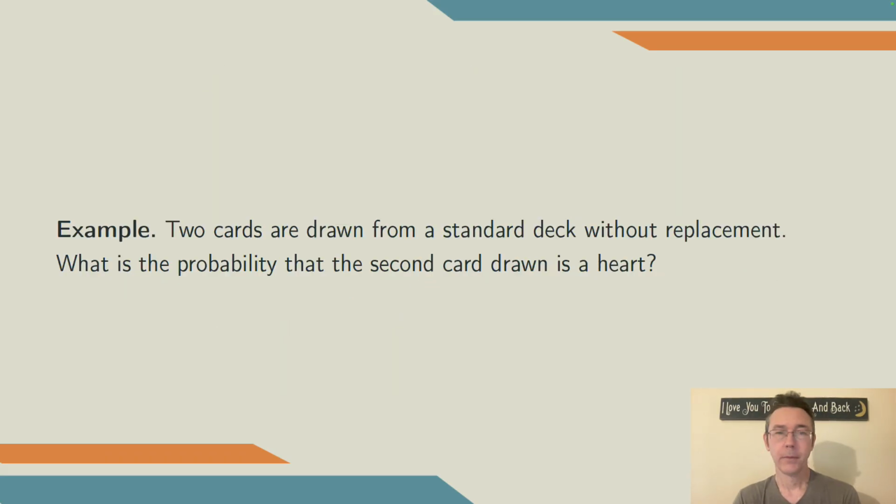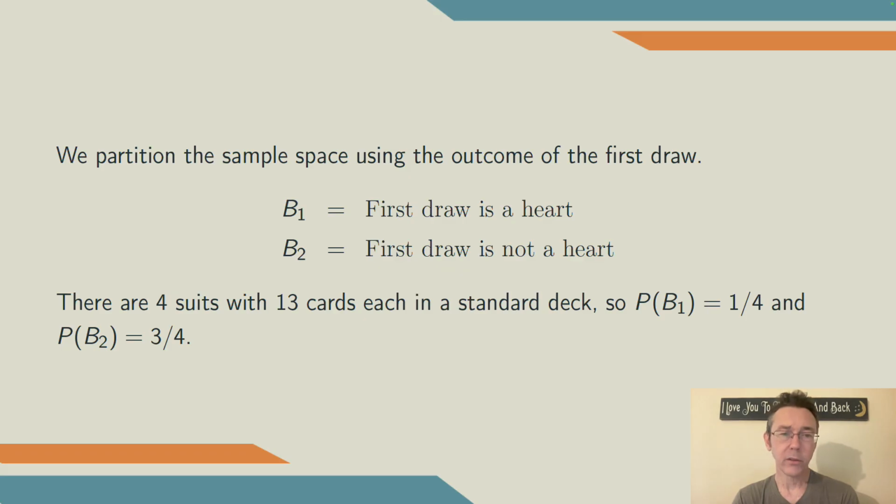One more example. 2 cards are drawn from a standard deck without replacement. What's the probability that the second card drawn is a heart? We're going to do this problem by partitioning the sample space using the outcome of the first draw, and then applying the law of total probability using that partition. Let B1 be the event that the first draw is a heart, and B2 be the event that the first draw is not a heart.